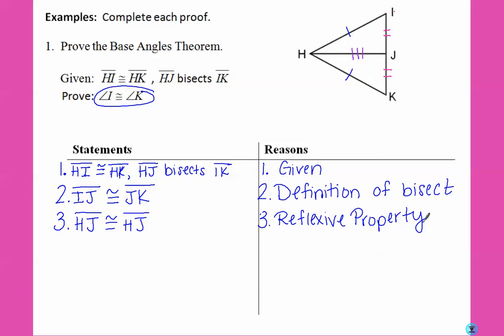Now, do we have enough information on our picture to prove that the triangles are congruent? We do. We know that they must be congruent because if all the sides are congruent, then the triangles are congruent. We know this by side, side, side. So, triangle HJI is congruent to triangle HJK.